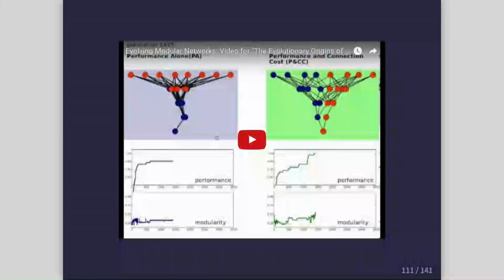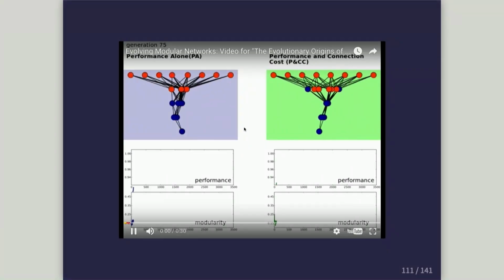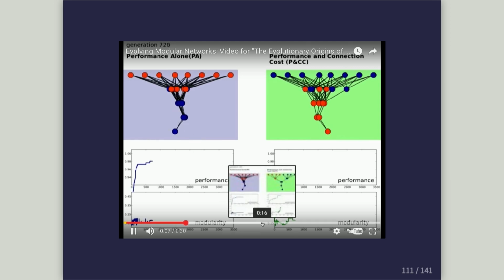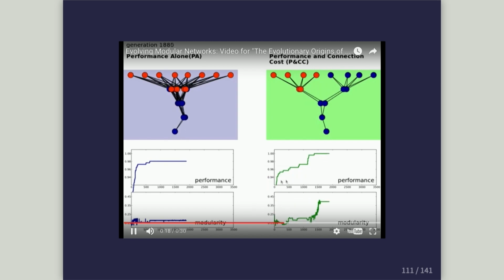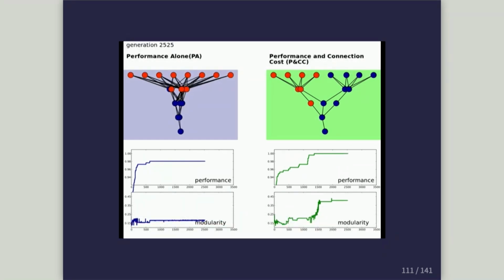Now, I'm not going to play the whole video, but you can see that things start as a tangle, and if they select for just performance, they remain a tangle. And they are not very modular, and they are not very performant. But as you move on later, performance spikes, and you can see that they're completely untangled. And that's when they took the cost of connecting into consideration.